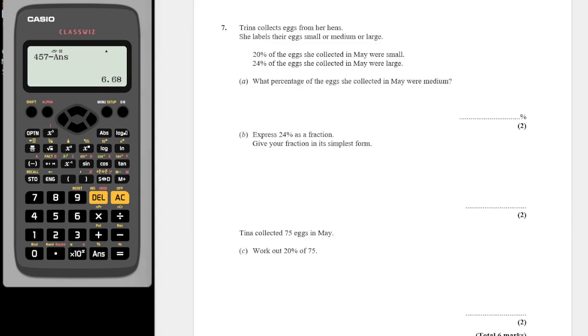Okay, question 7. Trina collects eggs from her hens. She labels the eggs small, medium or large. 20% of the eggs she collected in May were small. 24% of the eggs she collected in May were large. What percentage of the eggs she collected in May were medium? So to do this, I want to take the full amount, so that would be 100. And I want to take away the 2 percentages that we already know. And that will give me my answer. So I'm going to do 100 minus 20 plus 24. Again, this could be on a non-calc, but as it's a calc, we'll use the calc. So 56.